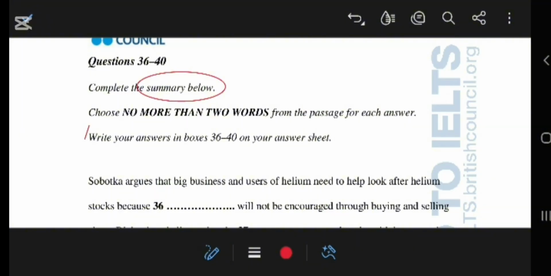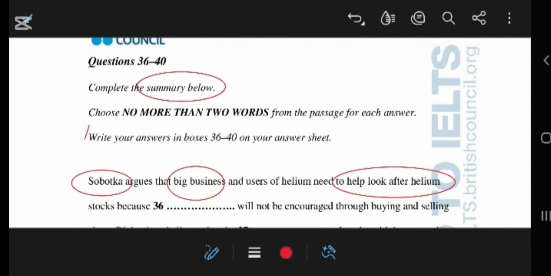But this time around, you have to ensure that whatever word or phrase you're picking, you limit it, right? So yes, we have: Sabokta argues that big business and users of helium need to help look after helium stocks because blank. So we need this word. Somebody's name can certainly not be rephrased, so we're going to write it just that way. And we have big businesses and users of helium need to help look after helium because of what? Because dash will not be encouraged.